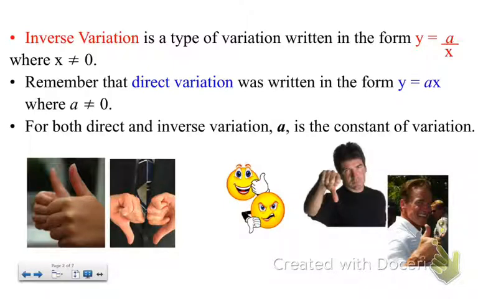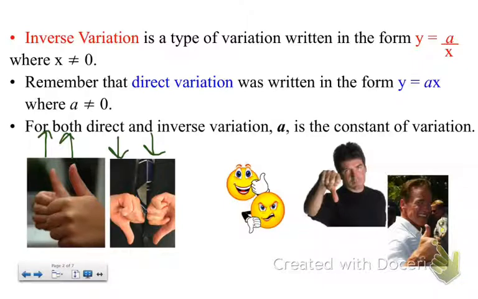The biggest difference is that with direct variation, you'll notice I have these pictures here. If x is increasing, y is increasing. If x is decreasing, y is decreasing. So it's directly related, right? The more hours you work, the more money you make.